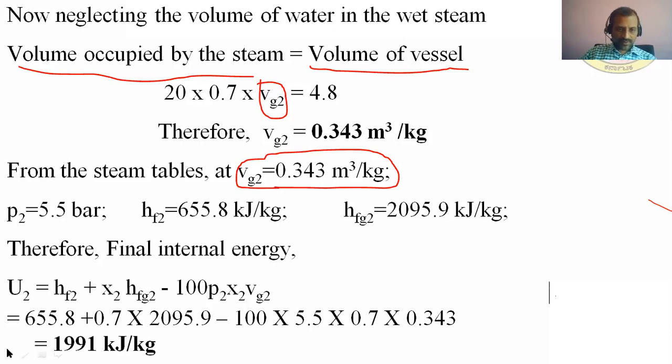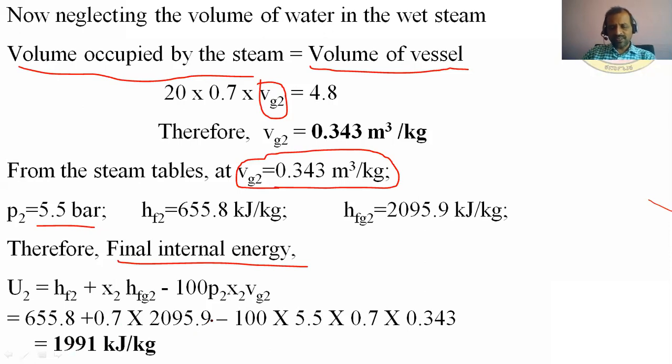So refer to the steam table with this much, 0.343 meter cube per kg. You will get pressure as 5.5 bar. Then HF you will get as 655.8 kilojoules per kg, and HFG you will get as 2095.9 kilojoules per kg. Right? With these values, once again find out the final internal energy. The final internal energy is again the same formula. Apply this. Substitute all the values here. Then you will get 1991 kilojoules per kg.